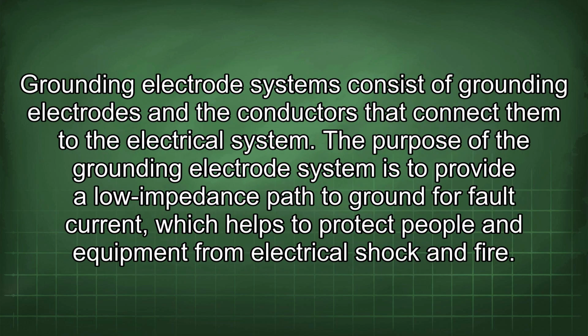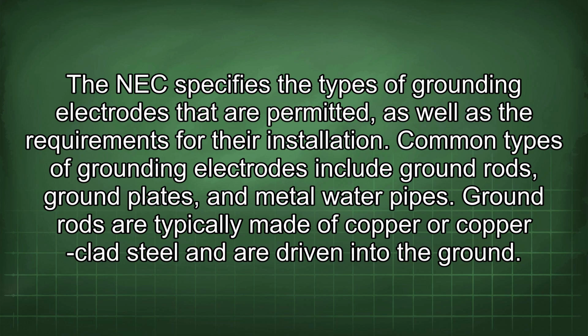Grounding electrode systems consist of grounding electrodes and the conductors that connect them to the electrical system. The purpose of the grounding electrode system is to provide a low impedance path to ground for fault current, which helps to protect people and equipment from electrical shock and fire. The NEC specifies the types of grounding electrodes that are permitted, as well as the requirements for their installation. Common types of grounding electrodes include ground rods, ground plates, and metal water pipes.